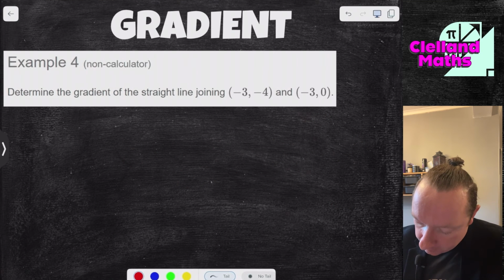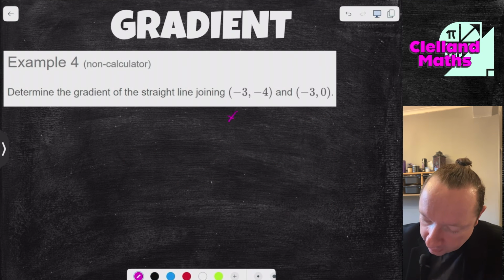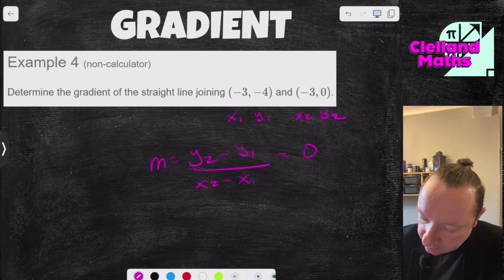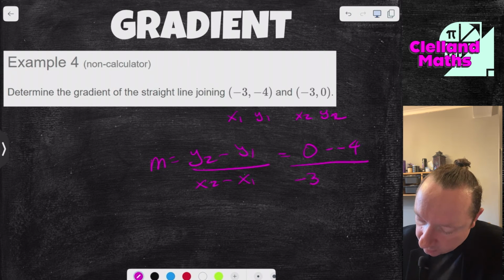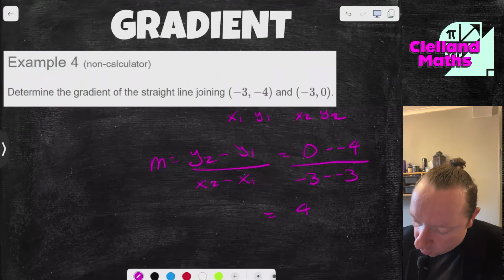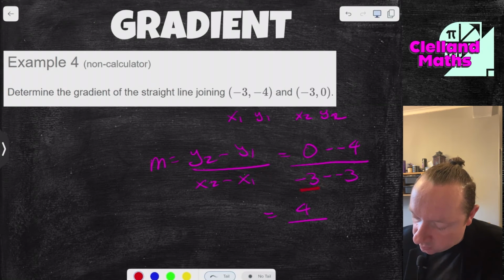See this one then, example 4, x1, y1, x2, y2. Keep your head on. Gradient is y2 minus y1 over x2 minus x1. That's 0 minus minus 4 on the top, minus 3 minus minus 3. That gives me 4 over minus 3 plus 3 is 0.